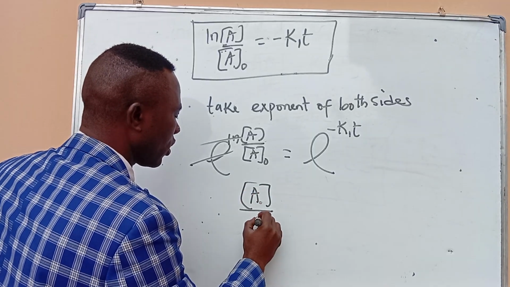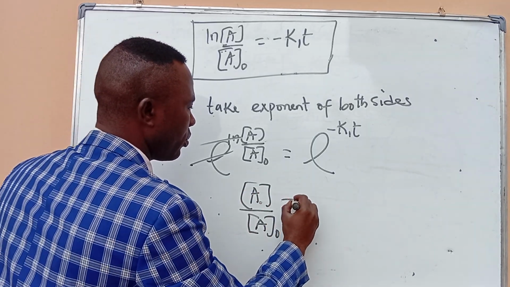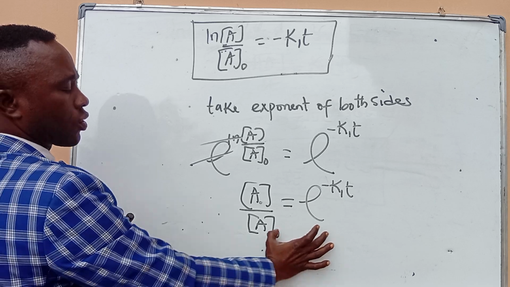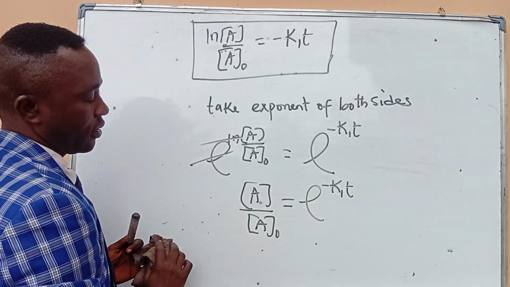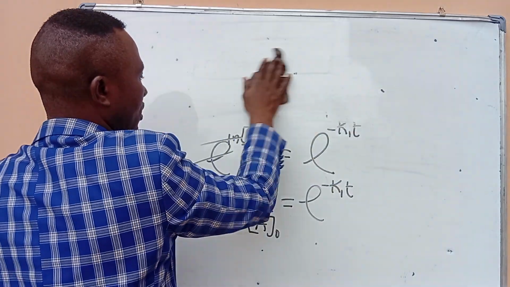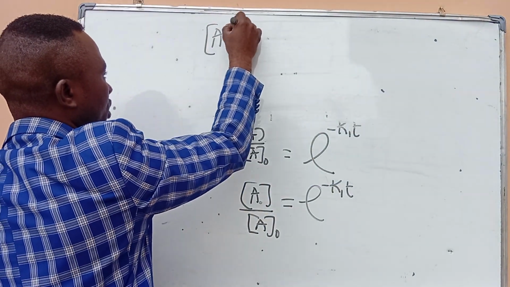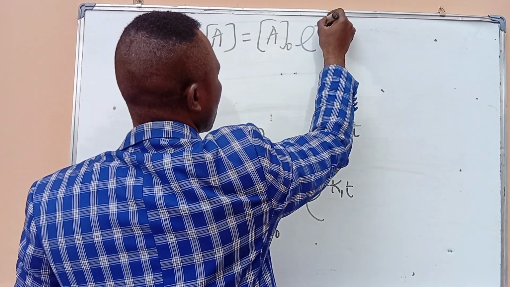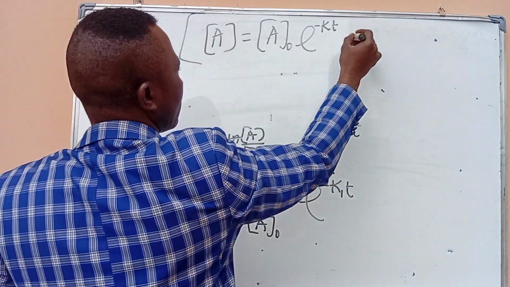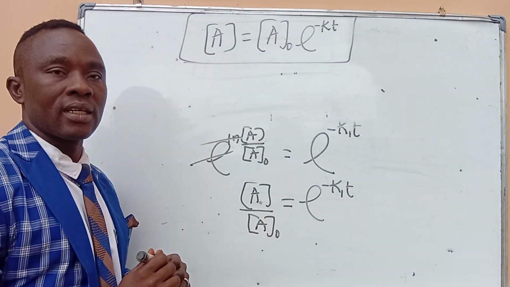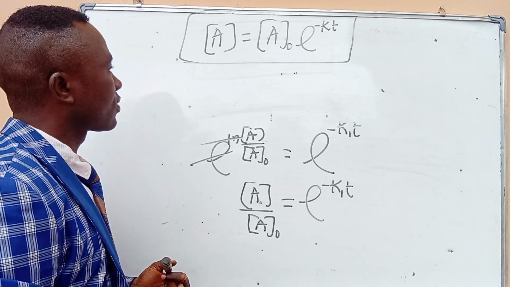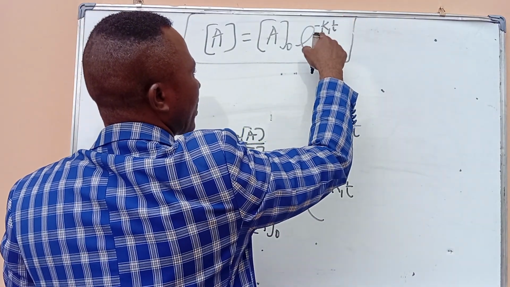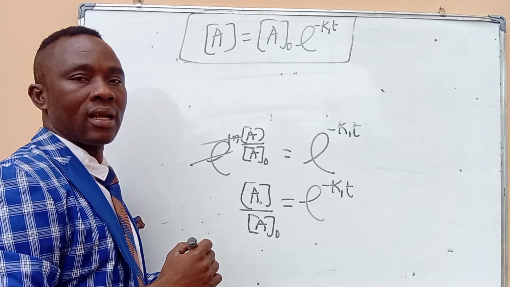When the exponent cancels ln, we have concentration of A over A naught equals exponent minus K1 multiplied by t. Now, if we cross multiply here, what we'll now be having is that our A, that is final concentration, will be equals to initial concentration exponent minus K1t. Remember, this is another integral rate law, just by rearrangement. Now you see that this t is the time of reaction, and K1 is the rate constant for first order reaction.